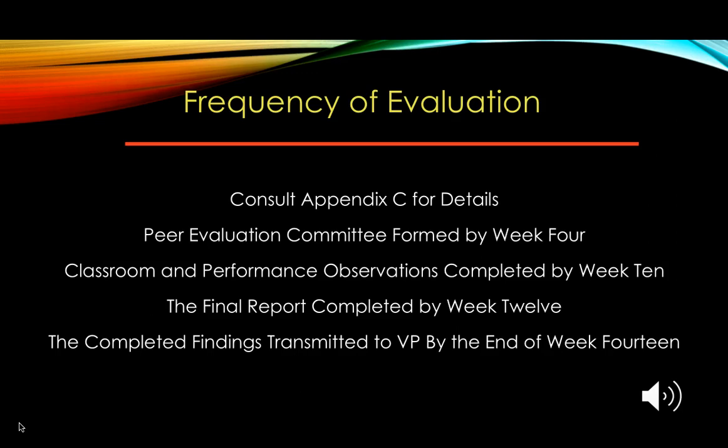Please consult Appendix C for a detailed timeline for evaluation activities. In general, faculty scheduled for evaluation should be notified by the end of week 2. The peer evaluation committee should be formed and organized by the end of week 4. Classroom and performance observations should be completed by the end of week 10. The final report should be completed and discussed by the end of week 12. The completed findings should be transmitted to the appropriate vice president by the end of week 14.